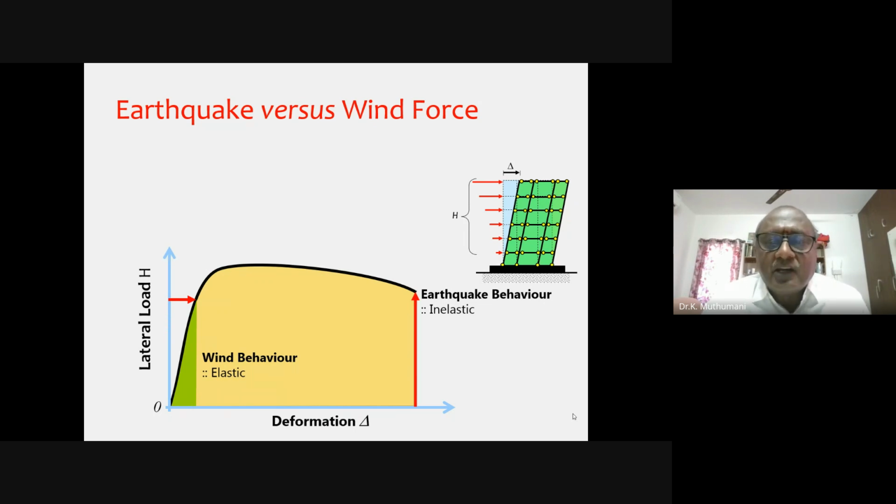So let me say that there are two possible understandings of the lateral load that can happen in a building other than dead load and live load. The earthquake and wind forces can act as a lateral load in any structure. That is the first point that I want you to note.